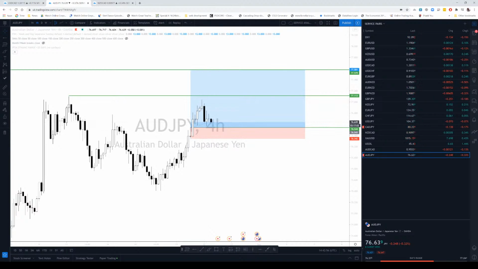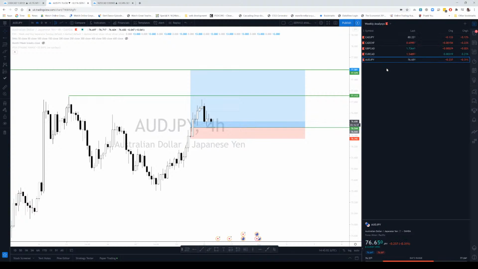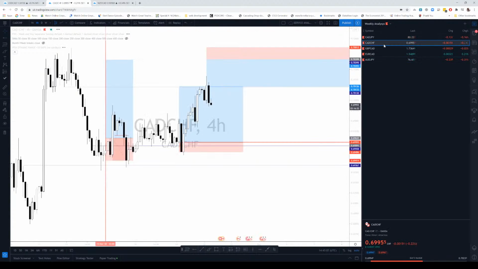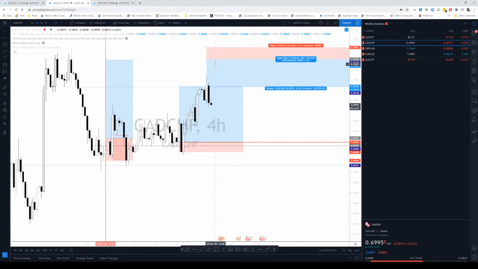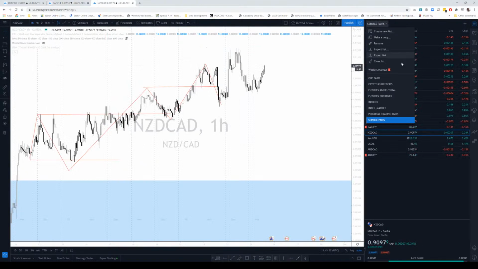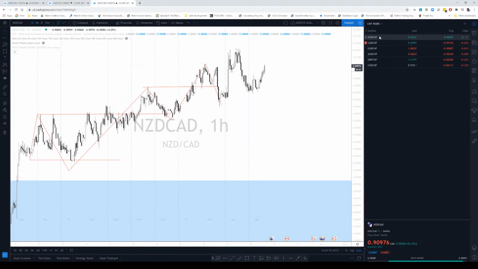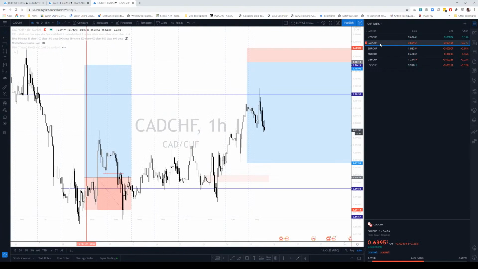Now let's go back and check some of the trade ideas I gave. Swiss yen, I was looking for price to come up here before the sell. Let's go on this one rather. Where is it?